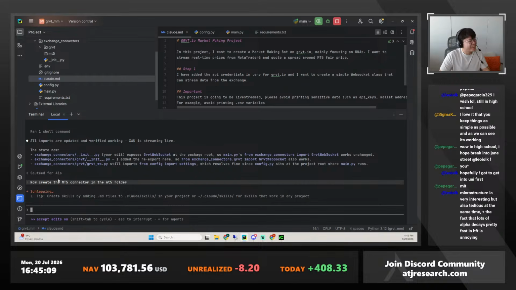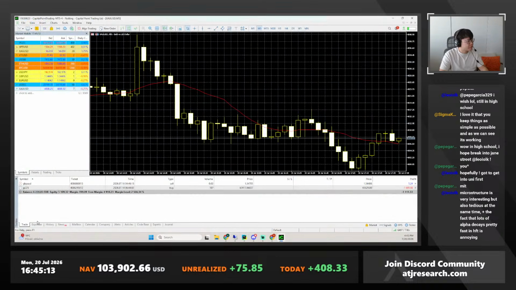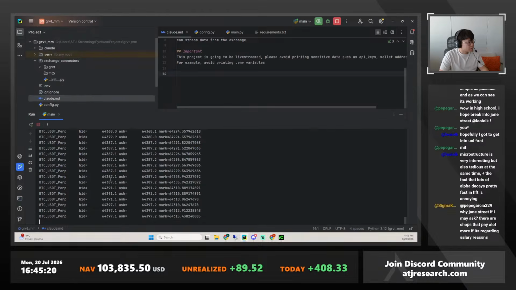Okay, oh, it already did this task. So we're going to connect to this MT5 account and we're going to stream XAUUSD prices from MT5. I see maybe tomorrow we could already have a functioning trading bot. That could happen.